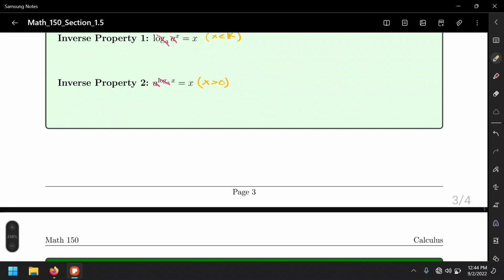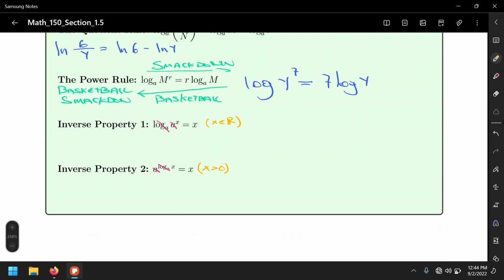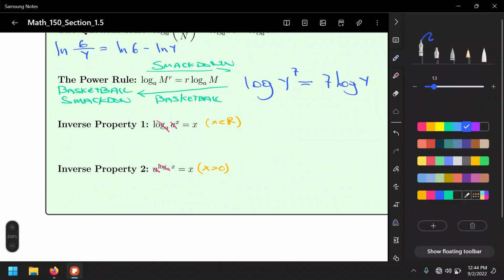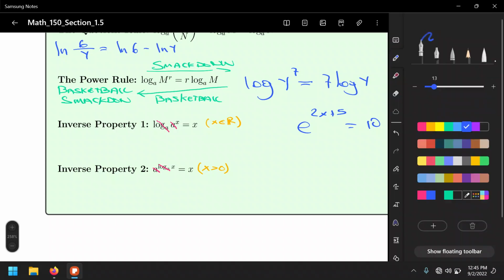We still have a few more minutes. To illustrate these inverse properties, let me make up an example of an exponential equation real quick. So e to the 2x plus 5 equals 10. We want to solve for x. We want to get rid of the exponential. How do we cancel the exponential? Any ideas? Yes, the natural log. Take the natural log on both sides.